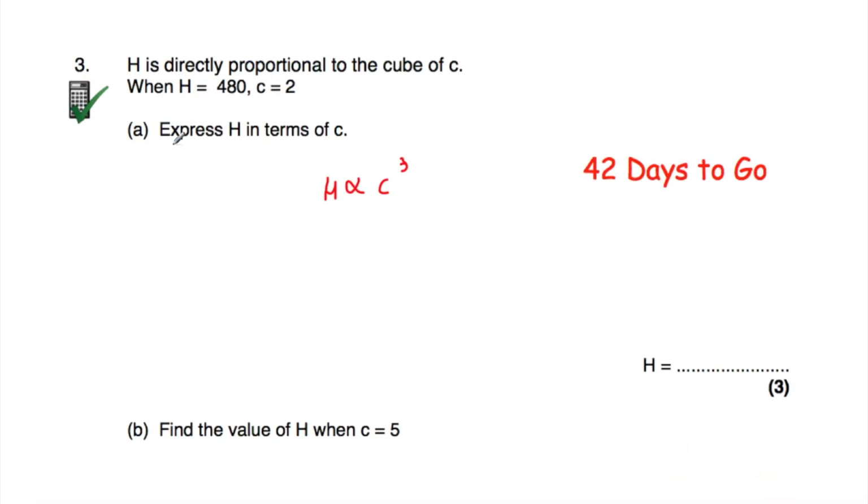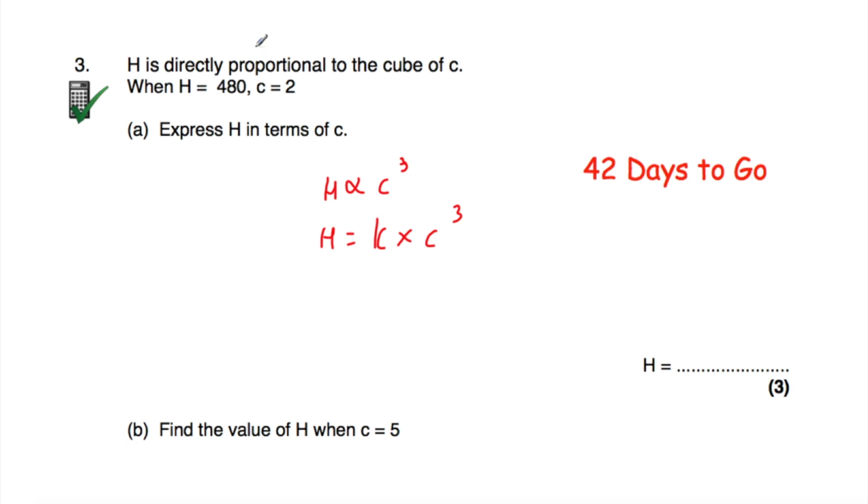So question number 3, part A, we've been asked to express h in terms of c. So we're told that h is directly proportional to the cube of c. So I've written that down. I've done that in the hints yesterday. Now let's get rid of our proportional symbol. So we've got h equals, and then we put in k multiplied by c cubed. So just replacing the proportional symbol with the constant of proportionality.